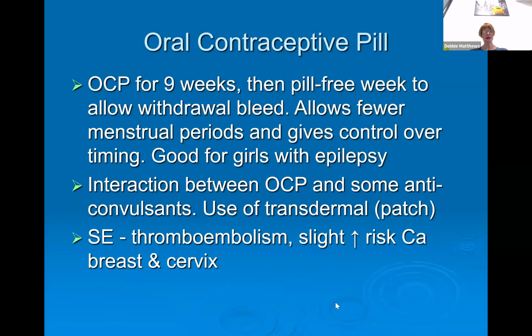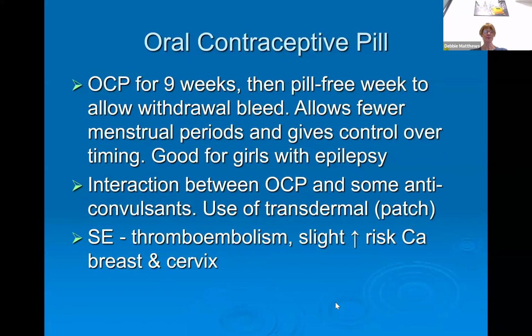The oral contraceptive pill is given in a number of different ways, perhaps for 9 weeks continuously. So that would be 3 packs back to back, and then a pill-free week to allow a withdrawal bleed. What this does is allow fewer menstrual periods. It gives control over their timing, and it can be good for those girls who have a deterioration in their seizure control at the time of menstruation. In fact, you can go even further than this. You can give the OCP continuously, and then when you have a breakthrough bleed, you can stop them for 4 or 5 days.